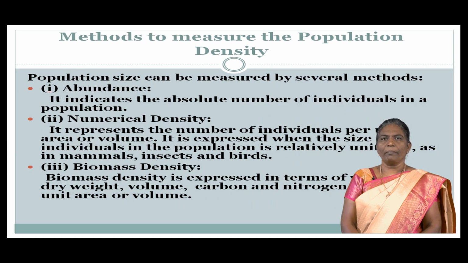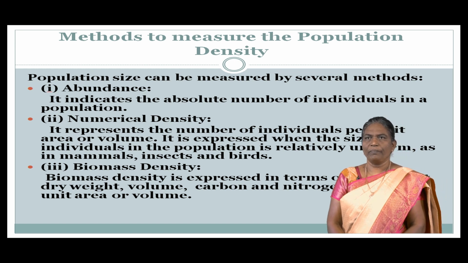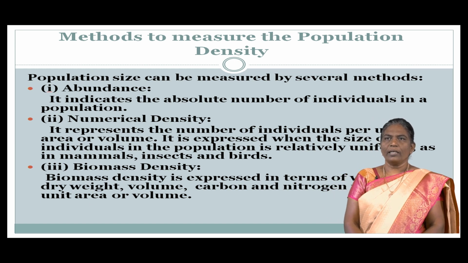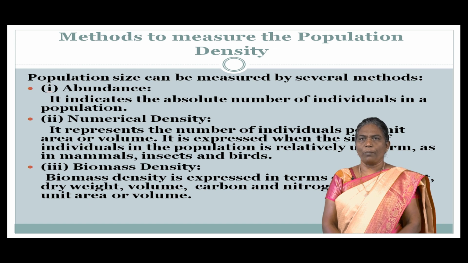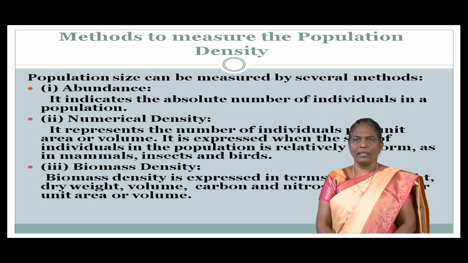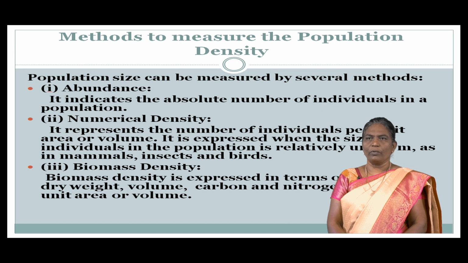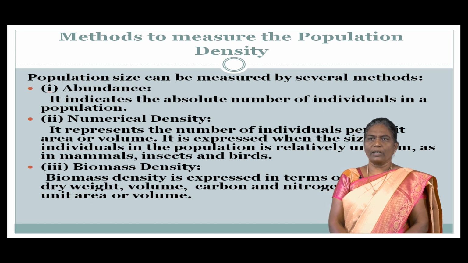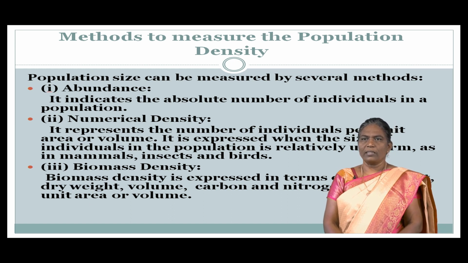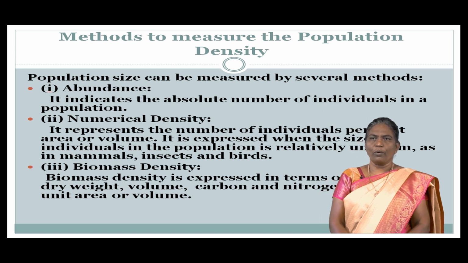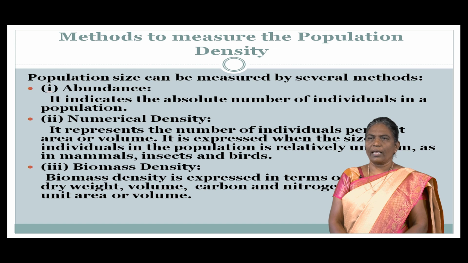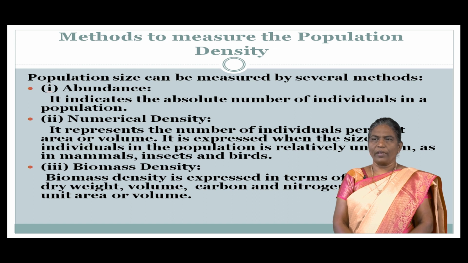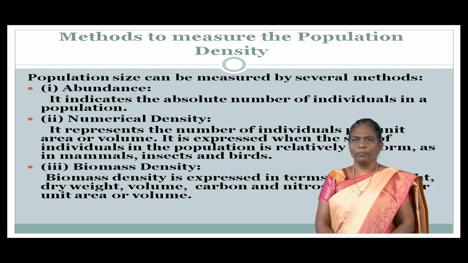The next is about the methods to measure the population density. Population size can be measured by several methods. Number 1, abundance. It indicates the absolute number of individuals in a population. Number 2, numerical density. It represents the number of individuals per unit area or volume. It is expressed when the size of individuals in the population is relatively uniform, as in mammals, insects and birds. Number 3, biomass density. Biomass density is expressed in terms of wet weight, dry weight, volume, carbon and nitrogen weight per unit area or volume.